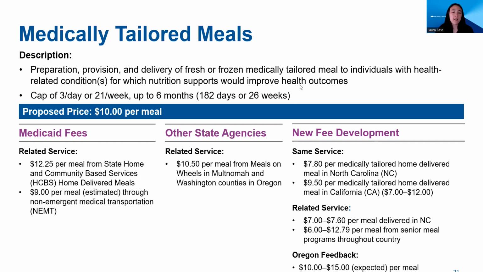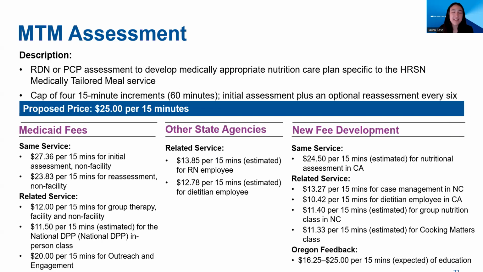We were aware of the $10.50 for Meals on Wheels, though that's not really a medically tailored meal, but it's still food and meal related. And then we've got other states that have priced the same service. So medically tailored meals being $7.80 in North Carolina and approximately $9.50 in California. And then these states also had the related services of the plain old meals, which we talked about already. And then lastly, we've got our feedback from entities in Oregon beyond our research, and that feedback indicated a price of $10 to $15 per meal. So that's how we got to our $10 per meal price. And then next slide is the MTM assessment.